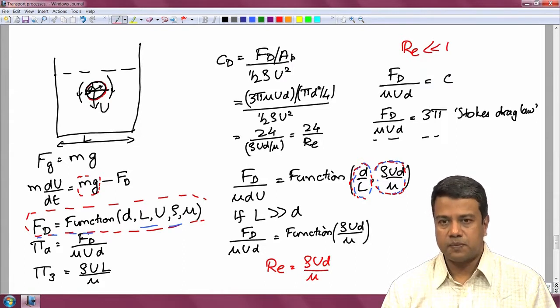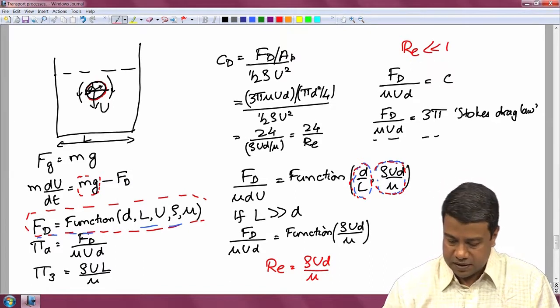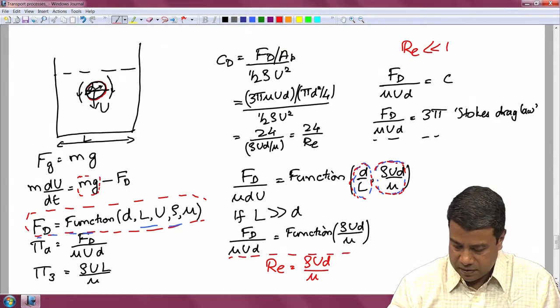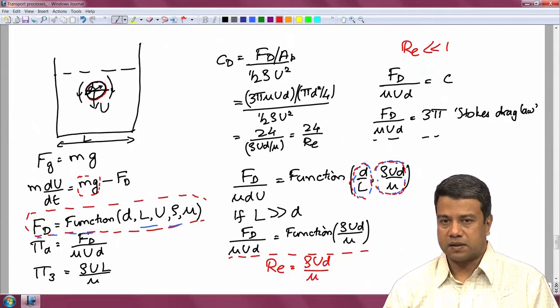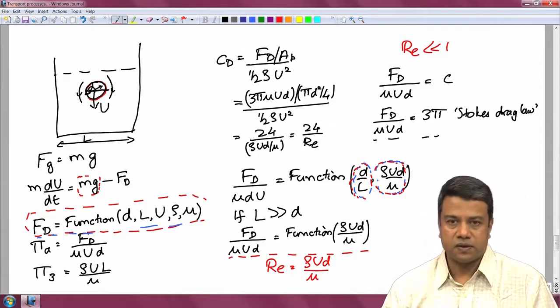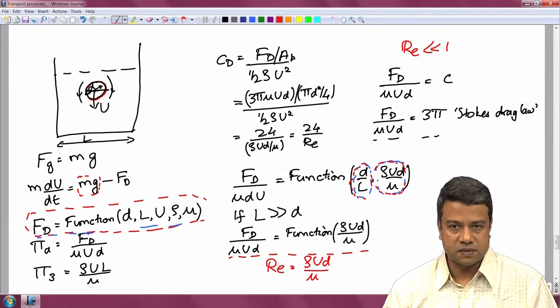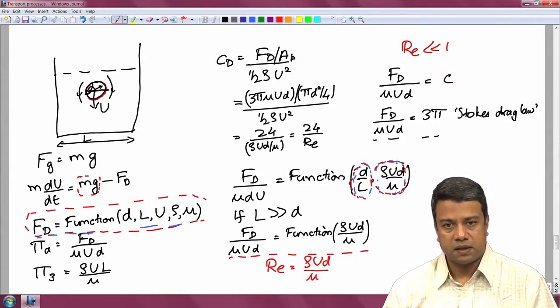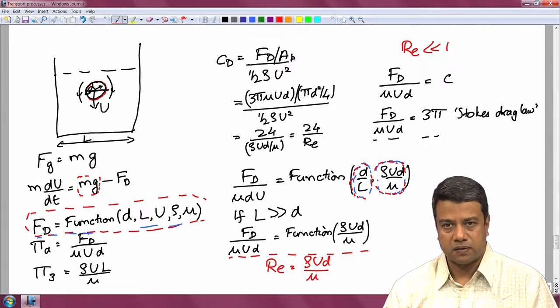We had gone and interpreted this relation a little bit beyond dimensional analysis. What I had told you was that in this kind of a relationship, if the Reynolds number is small, that is particle inertia is much smaller than fluid inertia, then the drag force should not depend upon the particle inertia. If the fluid inertia is much smaller than the fluid viscosity, then the drag force should not depend upon fluid inertia. It should depend upon the viscosity alone.